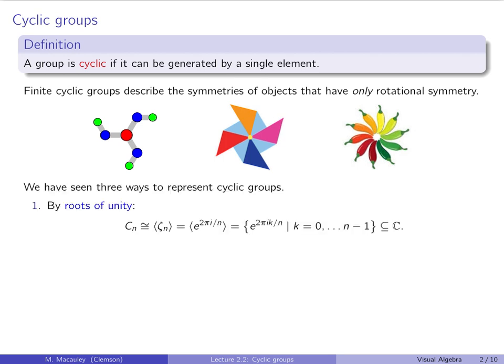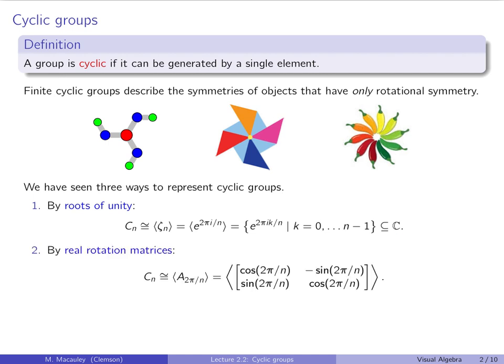We have seen three ways to represent cyclic groups in the last lecture. First, by roots of unity. So Cn is generated by e to the 2 pi i over n, which is a primitive nth root of unity, and it is the set of all nth roots of unity. This is a subgroup of the complex numbers. Next, by real rotation matrices. So Cn is generated by this rotation matrix, cosine theta, negative sine theta, sine theta, cosine theta, for theta equals 2 pi over n.